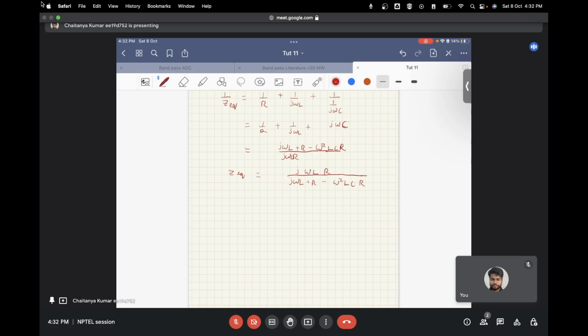sanity check. So now what you have is that omega square LC is a dimensionless quantity, because we know that 1 by root LC is omega naught. So LC will have the dimensions of frequency to the power minus 2, and since you have frequency square over here, this is a dimensionless quantity, and then you have R.